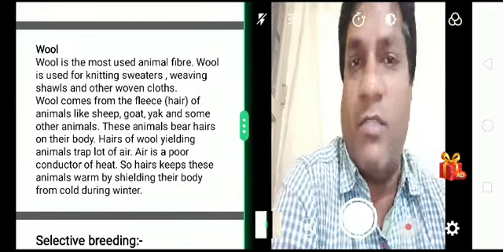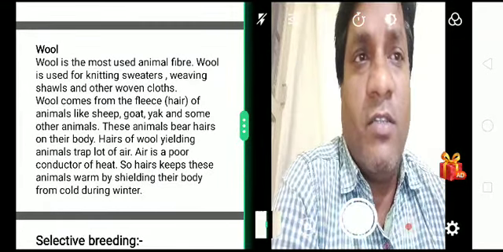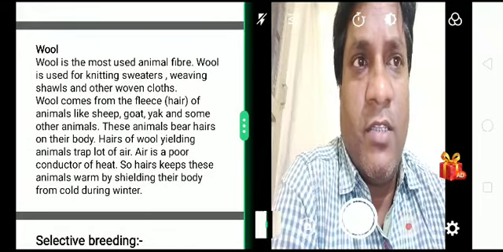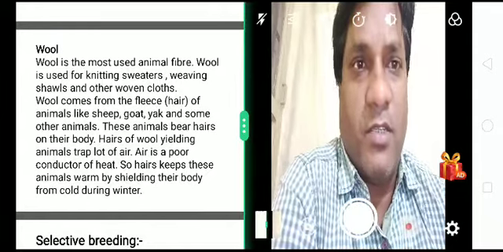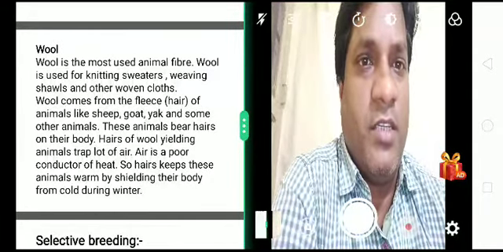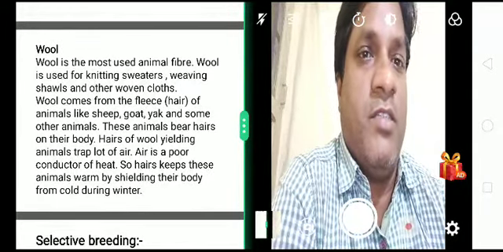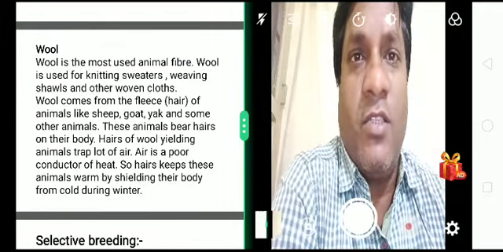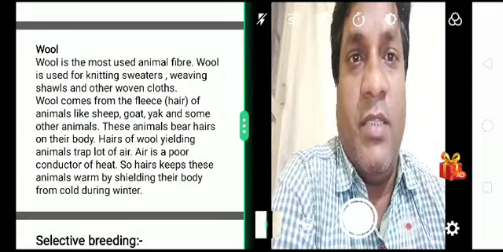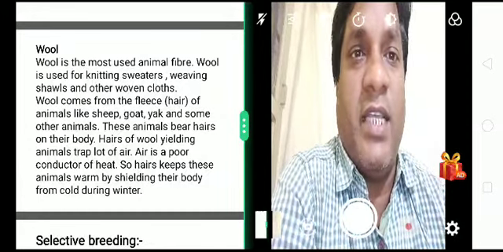So this is the reason, students, why the fleece is taken out just after the winter season, at the beginning of the summer, so that by the next winter the animals will have their fleece grown back again.